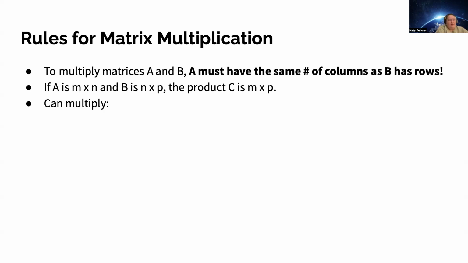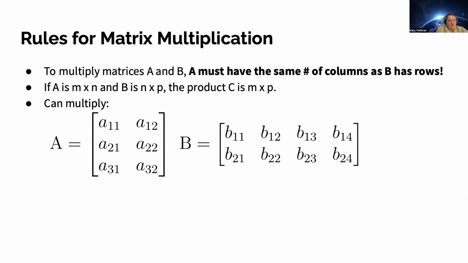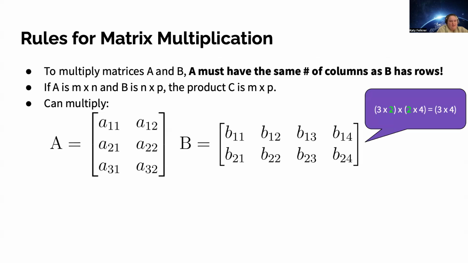So let's look at an example of matrices you can multiply. Here we have matrix A that's 3 rows by 2 columns, so 3 by 2. Matrix B is 2 rows by 4 columns, so 2 by 4. And we can see the middle two numbers here have to match for us to be able to multiply the matrices. And the way I think of it, the middle two numbers have to match, those disappear, and then the outer two numbers become the dimensions of the product matrix.